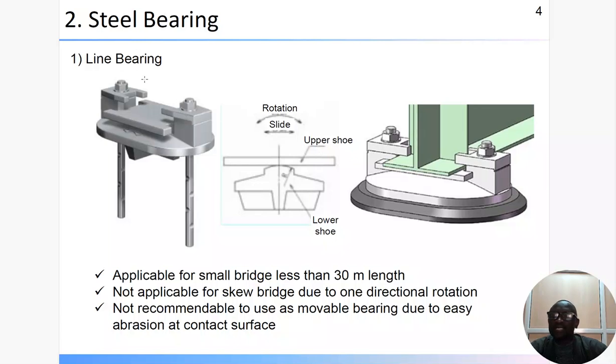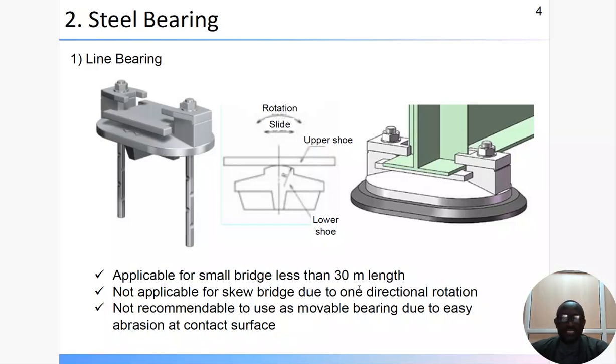Then steel bearings, these are line bearings. Some of these, of course, I have not seen myself. I can't claim that I know everything. I think we are more into pot bearings for the bridges, the flyovers, the Simba, the Expressway, the Para, and then for smaller river bridges we have elastomeric bearings. I think Logogo also had elastomeric bearings. So you can see how this bearing performs here: rotation, sliding, upper shoe, and so on.